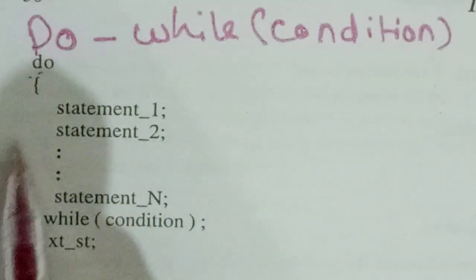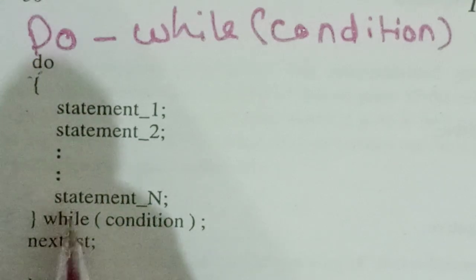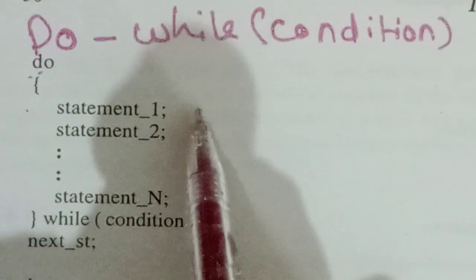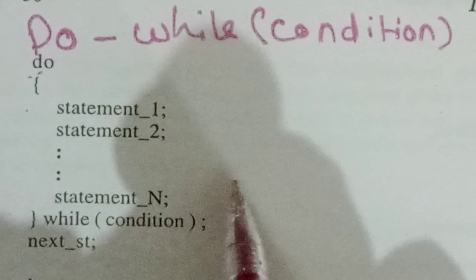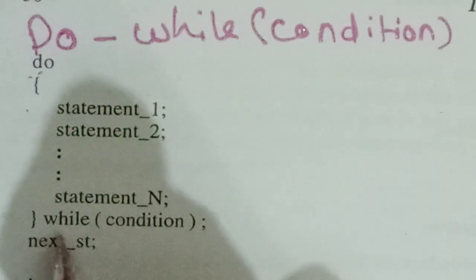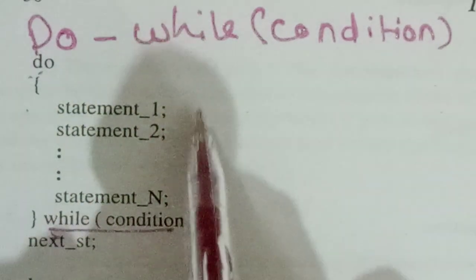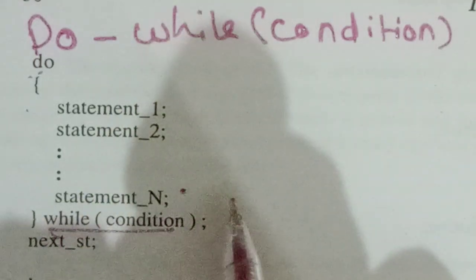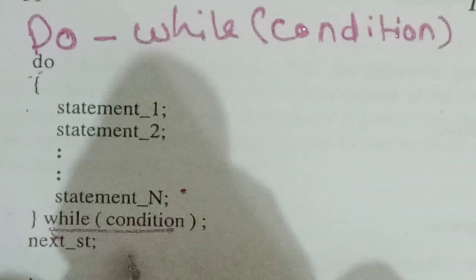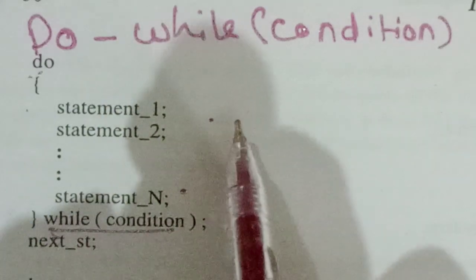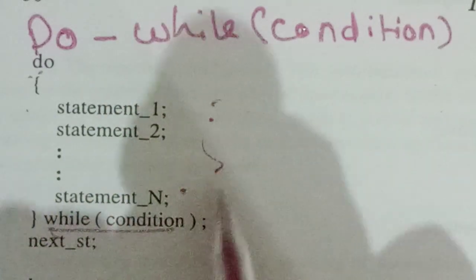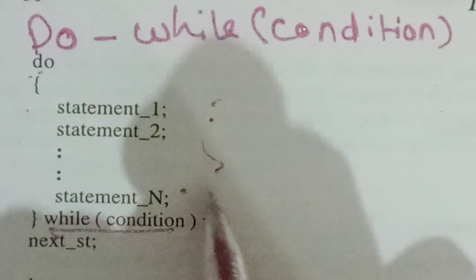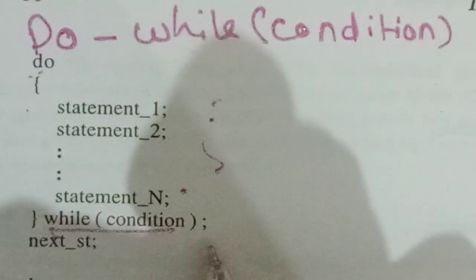First, the keyword do, then curly braces. In the curly braces, we'll be writing the statements which are to be executed, and then in the last we are checking for the condition. After the execution of statements, we are checking for the condition. In while and for loops, we were checking the condition first, and then the statement block was executed, but not the same here. Here we are first executing the statement block and then we are checking for the condition.